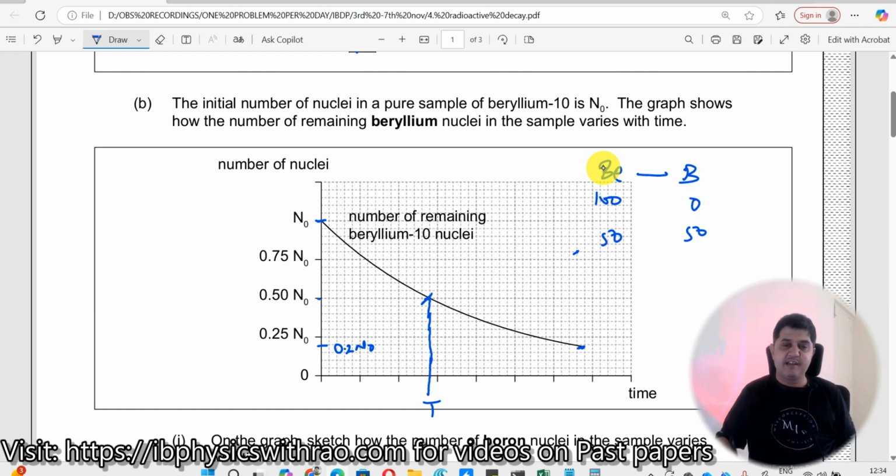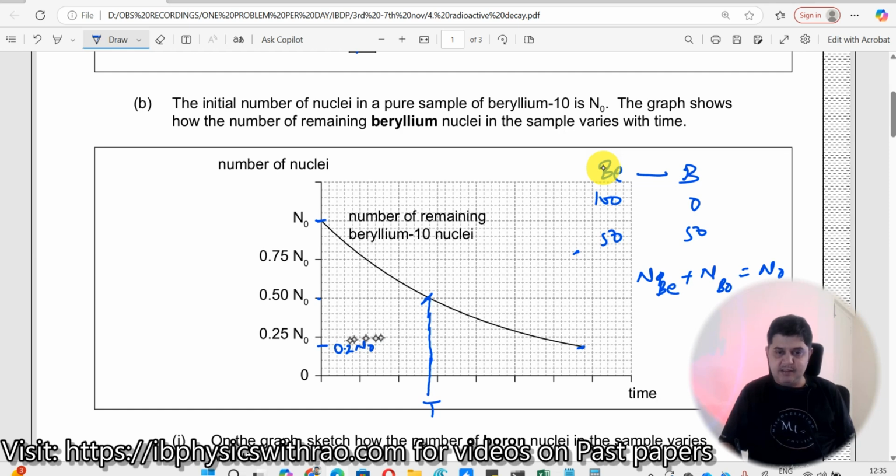If I know this at every point, then definitely I get a correct answer. So now I should draw the curve in such a way that this condition is satisfied. What is the condition? The number of beryllium nuclei plus the number of boron nuclei should be equal to N0. Every grid I will not be able to map, so I will choose one point here, one point here. If you need one more point, you can also choose. Which point shall we choose?